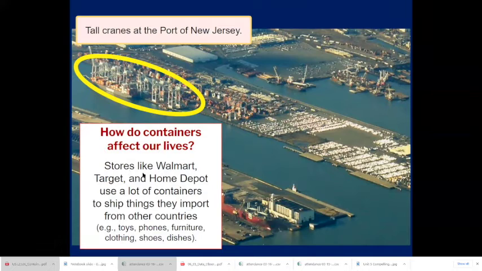This is how stores like Walmart and Target and Home Depot, any store, get their goods. Things are being imported. Everything we use: toys, phones, furniture, clothing. Because we've gone through the activity of the students looking through their closets, their toy bins and their food, they have a pretty good idea now that it's coming in from all over.